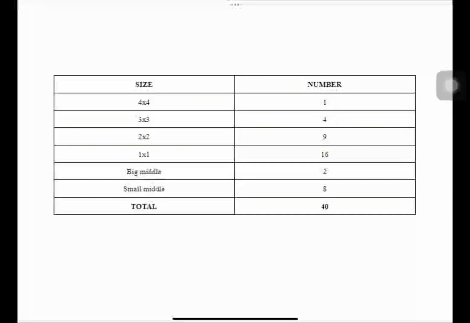The number of 2 by 2 squares, remember, there were 9, because there were 3 squares per row and 3 rows, and the number of 1 by 1 squares was 16, because there were 4 per row and there were 4 rows. And our big middle is 2 and our small middle is 8, for a total of 40 squares.